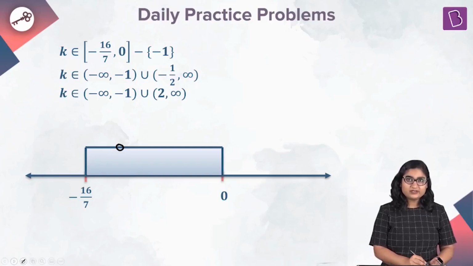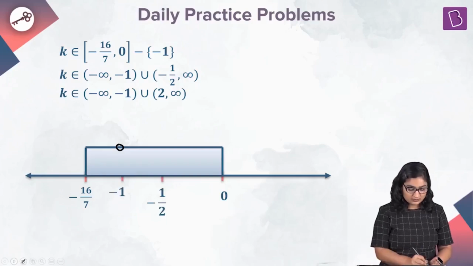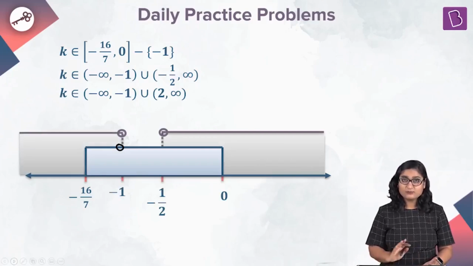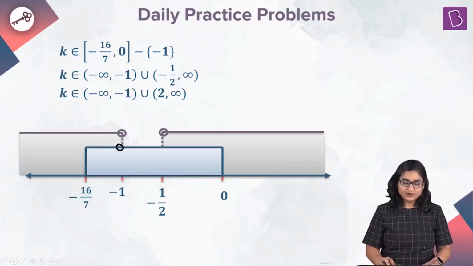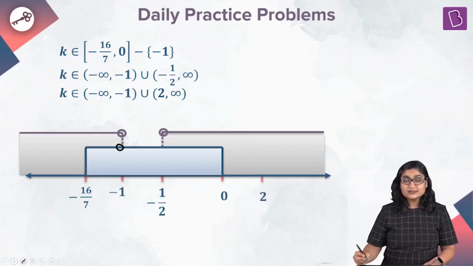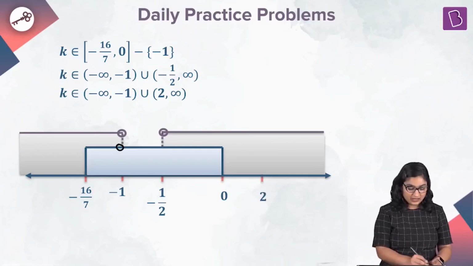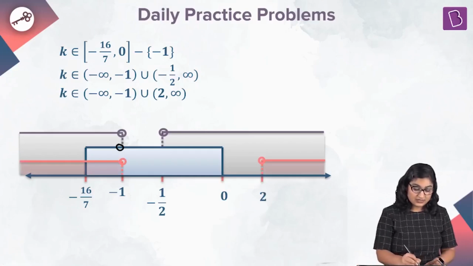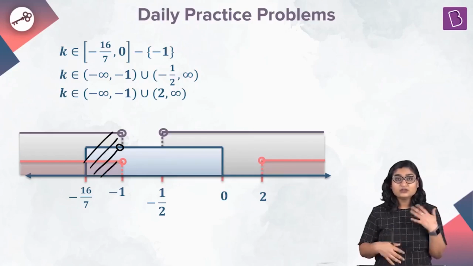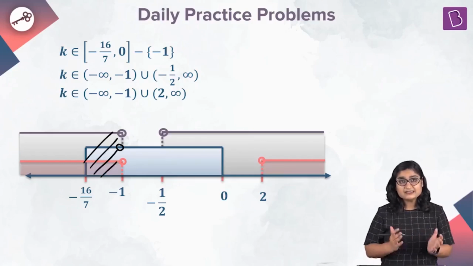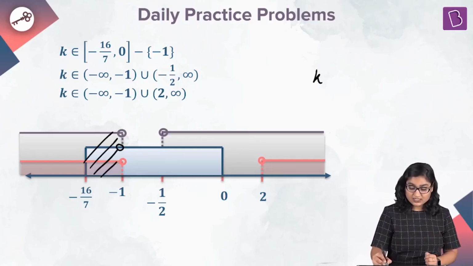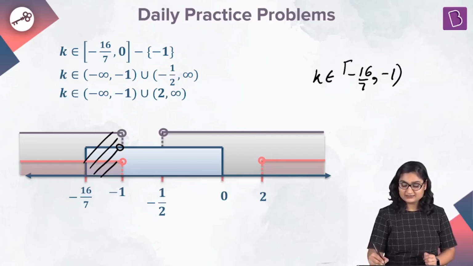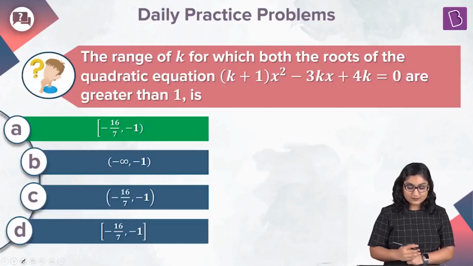Now if I draw the second interval on the number line, this is how it will look. So we'll get this region where both minus 1 and minus half are not included. And if we draw the third interval on the number line, this is how it will look. Now we have to look for their intersection. And this is the region where all three of them are intersecting. If I write this region in the interval form, it would be k belonging to interval minus 16 by 7 to minus 1, excluding minus 1 but including minus 16 by 7, which is the same as option A here.